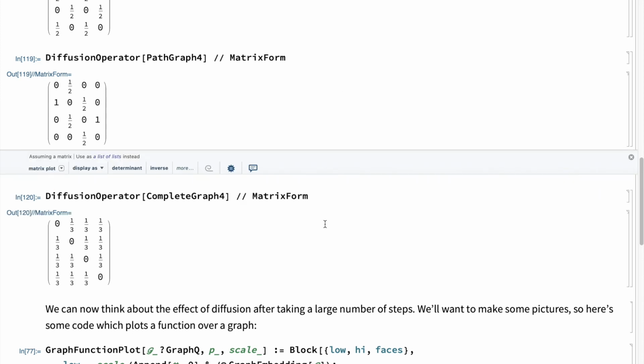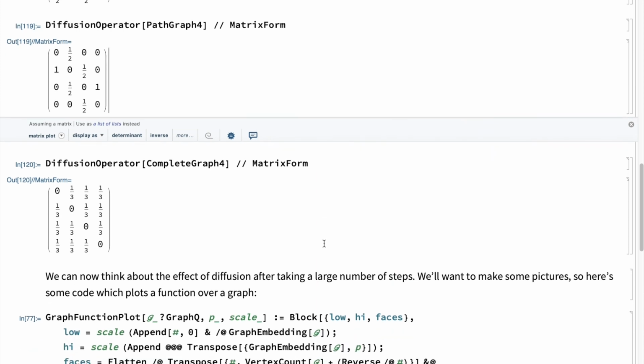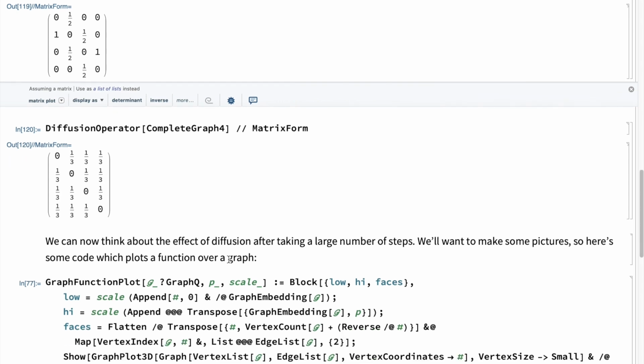Now we're going to look at the effect of the diffusion operator after taking a lot of steps. So remember that we thought of the diffusion operator either as the diffusion of some substance, like a gas or liquid or something, or as better the diffusion of probability of the location of a walker performing a random walk.